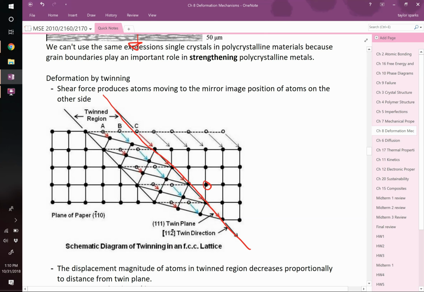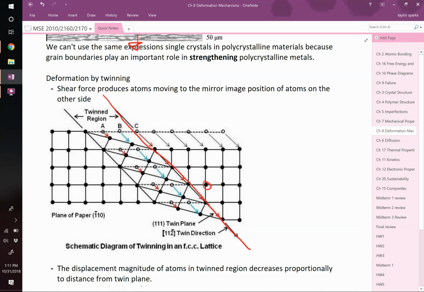But the concept is right. If this was your initial position, all of those atoms at the same time can shift in the same direction, different magnitudes depending on which position they start at and how far they are from the twin boundary, but they all shift in the same direction. So this is a cooperative movement of a bunch of atoms. They all sort of shift together to produce this twin boundary.